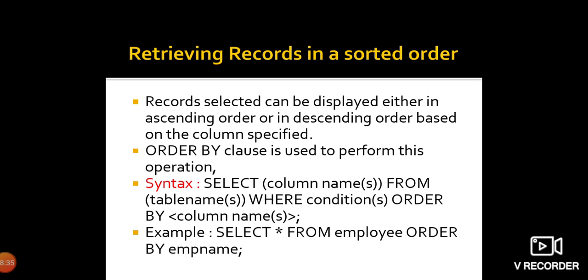Otherwise, here for the example, select star. Select star means everything. Star indicates all the columns. Select star from employee. Okay, employee is the table here. Order by employee name. By keeping employee name as a reference, it will order.